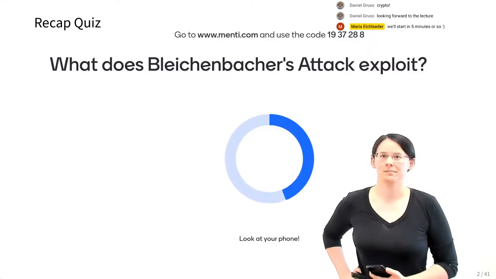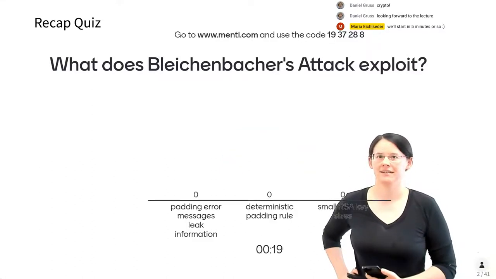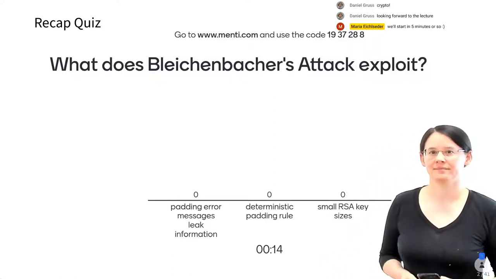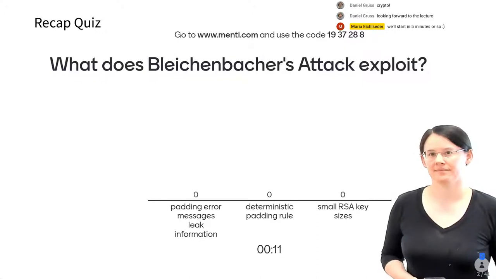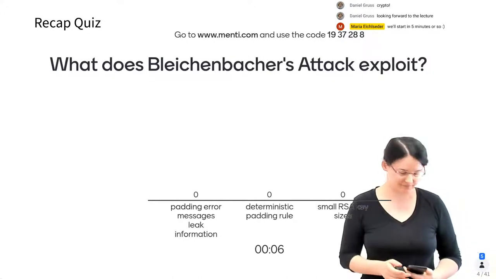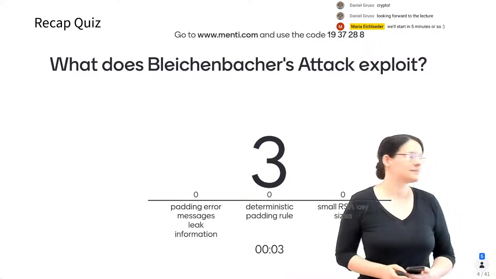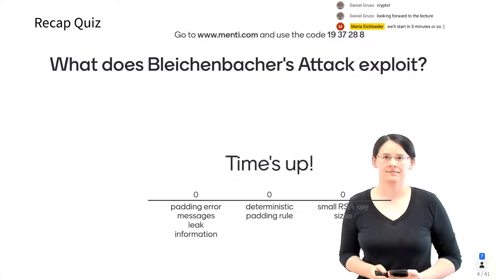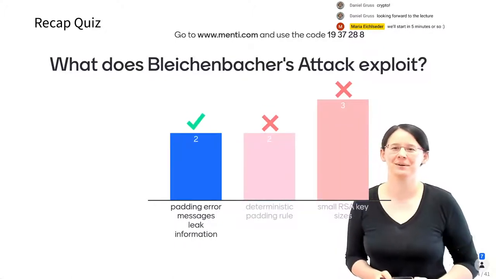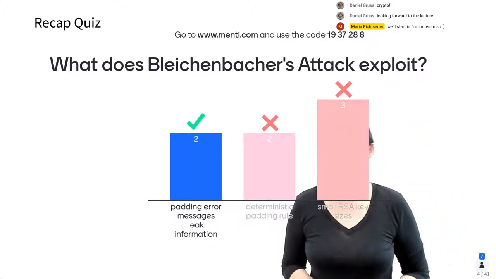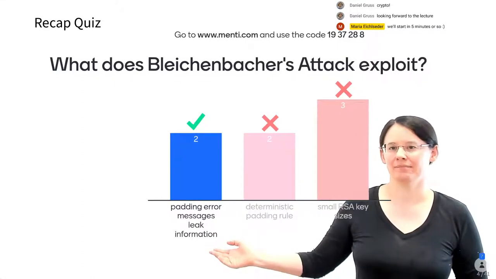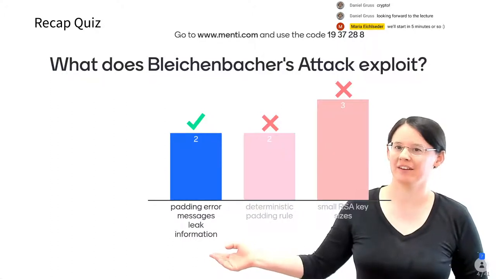What exactly does the Bleichenbacher attack that you're also implementing in the exercise exploit? Oh, you don't agree on this one. Maybe it was not phrased so clearly. So the correct answer is that it exploits the fact that if we have a padding and if we have a wrong padding, there are error messages.